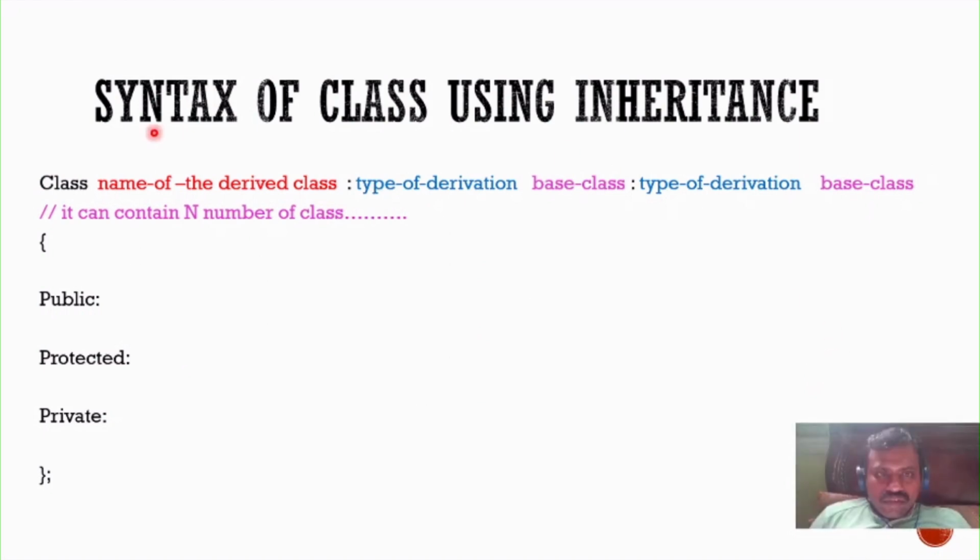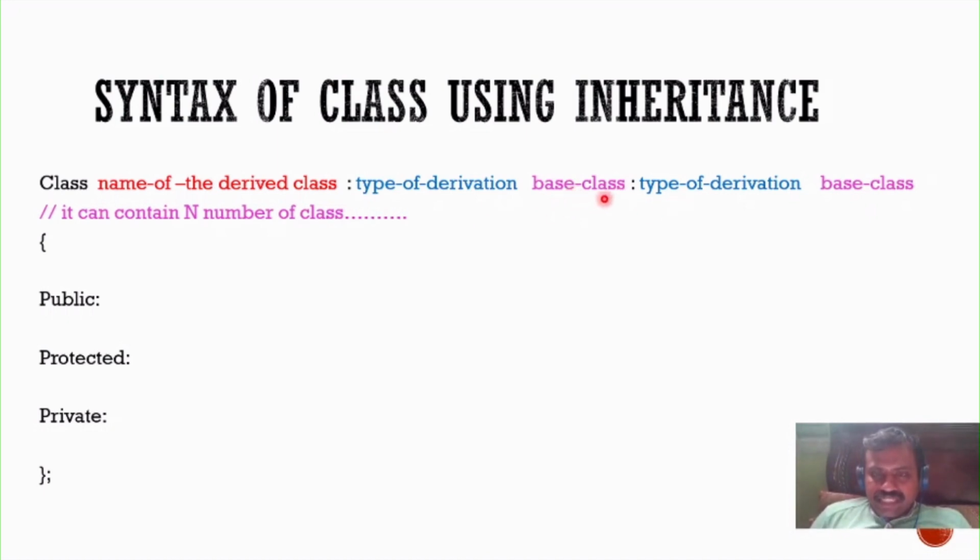So now we have to deal with the syntax of class using inheritance. How to use this inheritance concept in our classes. The syntax looks like this, so we will follow it. Here class is a keyword, it is a user defined data type, followed by the name of the derived class. Here we have to mention the name of the derived class, accompanied by a colon, which is then followed by the type of derivation. Here the type of derivation basically contains three types: public, private, and protected.